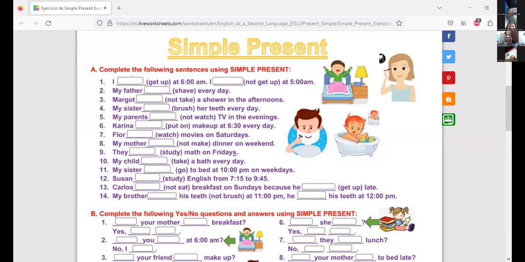Ok, aquí. Number one is I get up at 6 a.m. I get up. Solo pongo el verbo. Y en negativo, ¿cómo sería? Not get up. I use the auxiliary. I don't get up. Exactly. I don't get up. Okay, number two. My father is third person. Tercera persona, sí. Ah, entonces le pongo la S. Shaves. My father shaves every day.